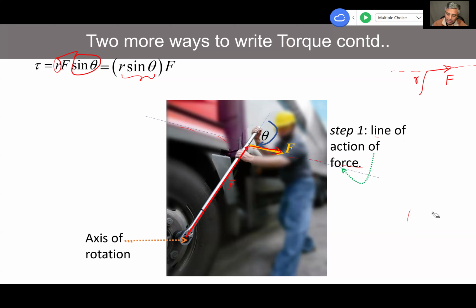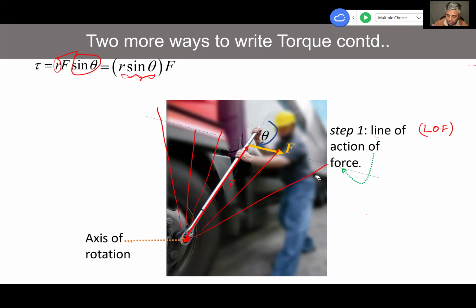And the second step is where we actually draw the R sine theta. We draw a line starting from the axis of rotation. That's why you should always label where the axis is when you are doing this kind of problem. Axis matters a lot. So draw a line from the axis of rotation to this line of action of force, also called the line of force, LOF. But you can draw several such lines. So which one are we talking about? The one that is shortest.